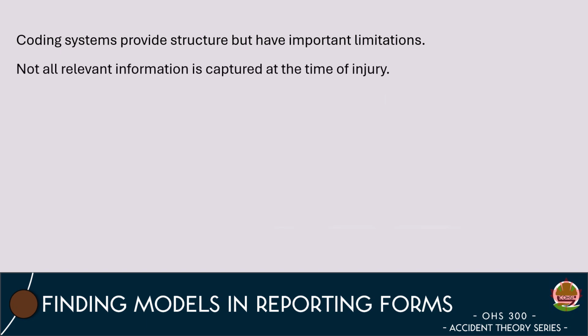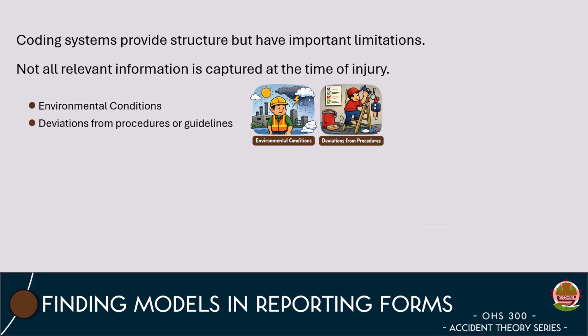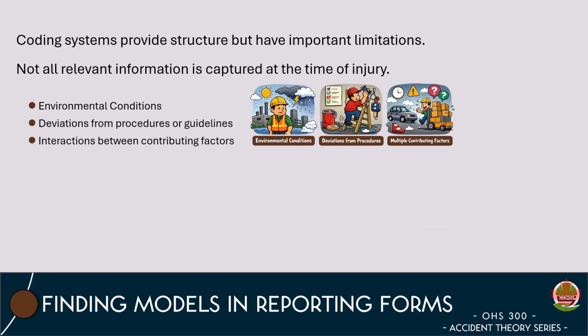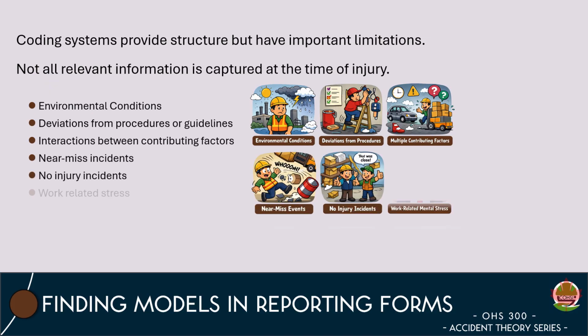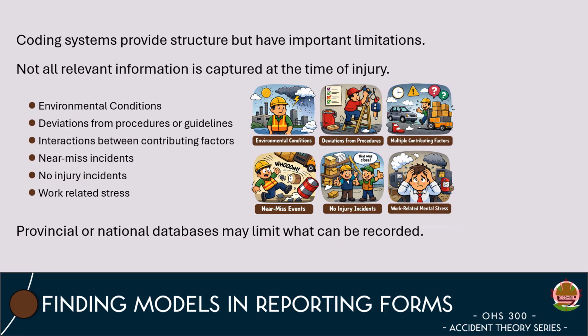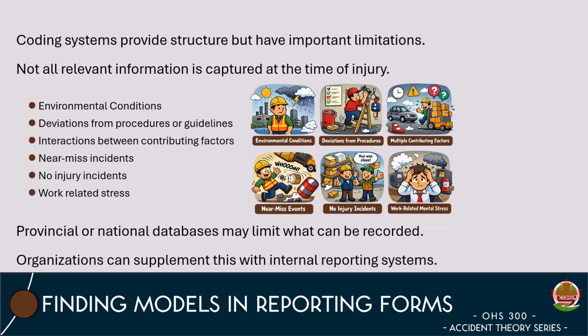Many potentially valuable variables are often excluded, such as environmental conditions, deviations from procedures or guidelines, interactions between multiple contributing factors, near-miss events, and incidents in which no injury occurred. Work-related mental stress and psychological factors are also frequently underrepresented, even though certain mental stress injuries may be eligible for compensation. While it may be difficult to influence what is captured in provincial or national compensation databases, organizations have the ability to record this additional information within their own internal accident reporting and learning systems.